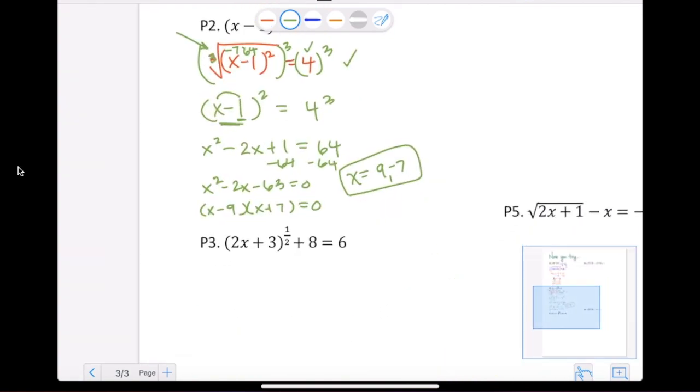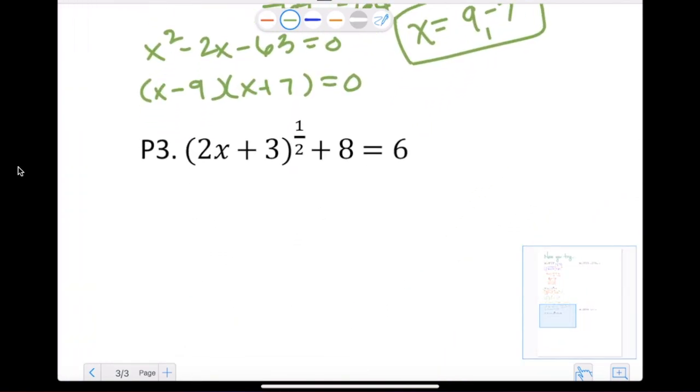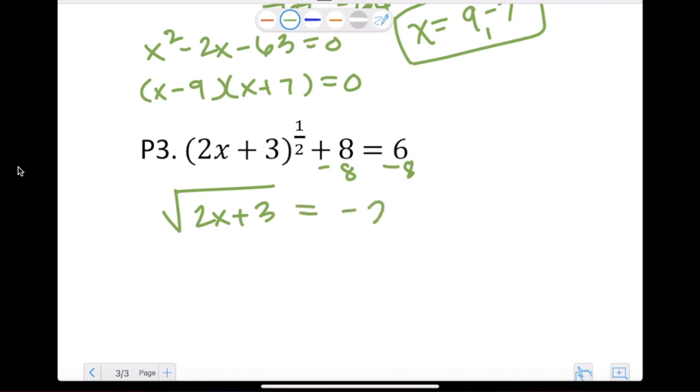All right, so for problem number 3, I'm going to go ahead and write it in radical form. So we'll have the square root of 2x plus 3. I'll subtract 8 from both sides and find that this is negative 2. Hopefully at this point you're recognizing I don't have any i's anywhere, so this is basically saying what number can I plug in for x here so that the square root is a negative 2. Well, it's asking for the positive root of it. So hopefully you're thinking that doesn't make any sense, so this one is going to have no solution.